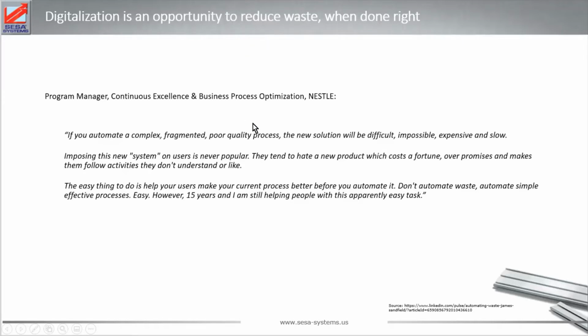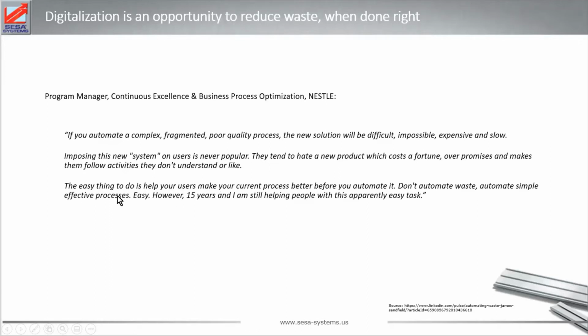And I like this quote that I found. It's a publicly available quote from a continuous excellence manager at Nestle. If you automate a complex, fragmented, poor quality process, the new solution will be difficult, impossible, expensive, and slow. Imposing this new system on users is never popular. They tend to hate it. It costs a fortune. It overpromises and makes them follow activities they don't understand or like. I'm sure many of us can relate to this.